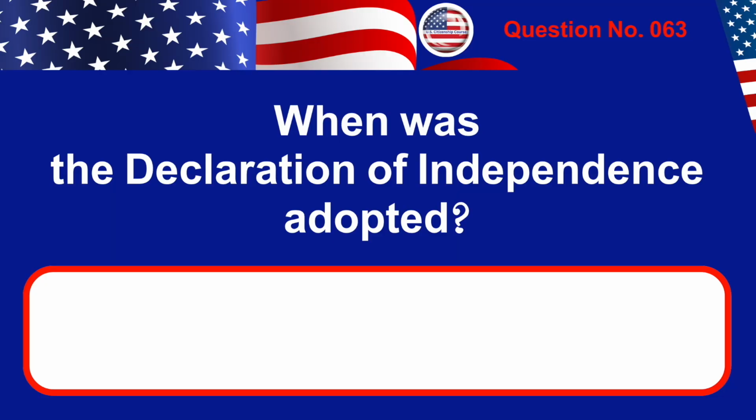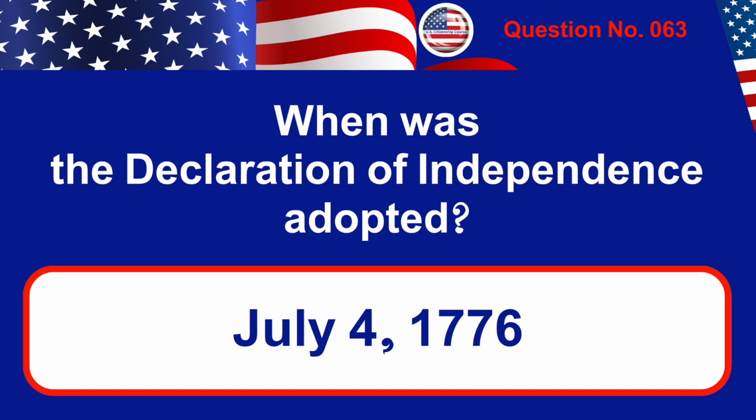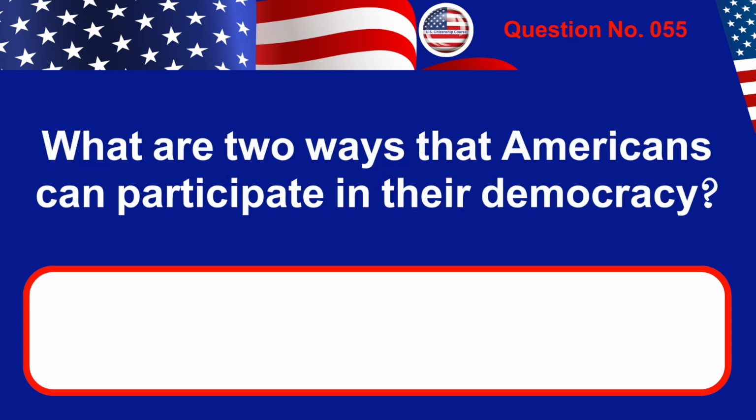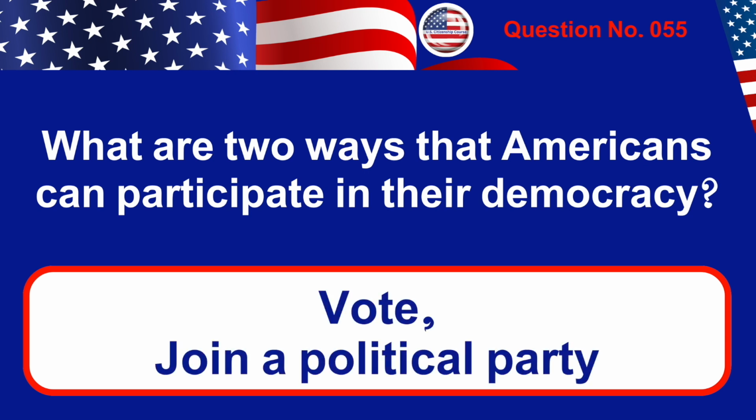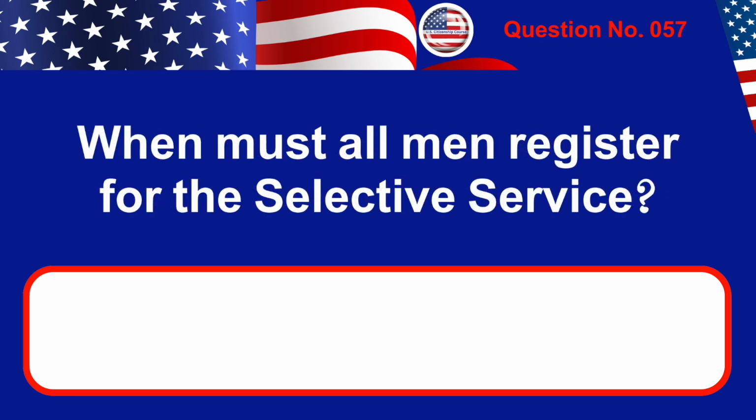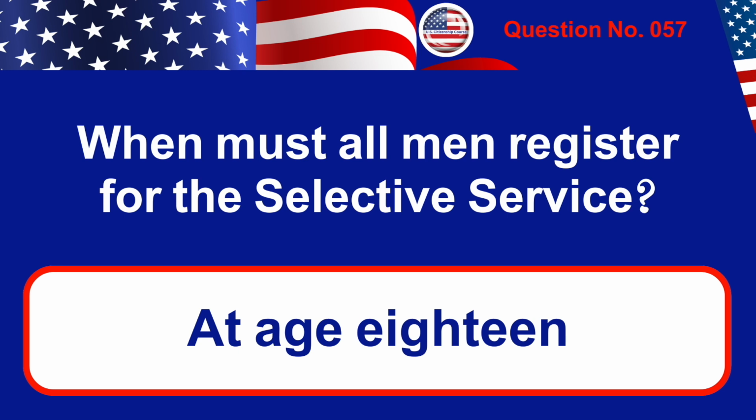When was the Declaration of Independence adopted? July 4, 1776. What are 2 ways that Americans can participate in their democracy? Vote. Join a political party. When must all men register for the Selective Service? At age 18.